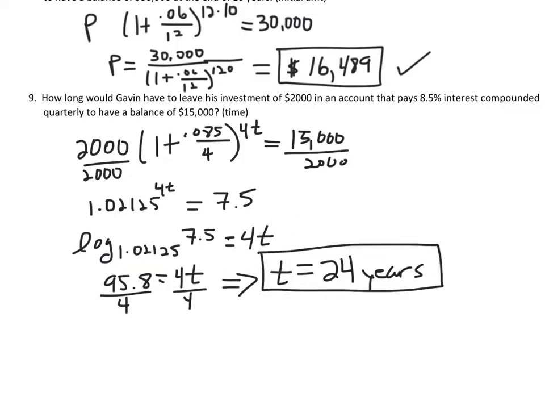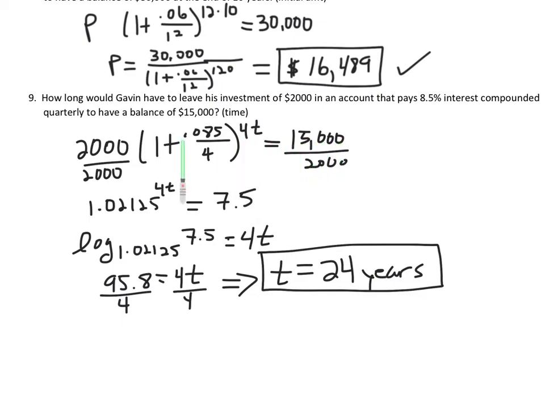All right, for this problem, problem number 9, how long would Gavin have to leave his investment of $2,000 in an account that pays 8.5% interest compounded quarterly to have a balance of $15,000? All right, so we've taken our initial amount, which is $2,000, and we put it into our compounding equation, which is 1 plus the rate. Now you got to change that 8.5 to decimal, 0.085 divided by 4, since this is quarterly. This is compounded quarterly, so divided by 4 to the 4t, and we're solving for t. And we want it to grow to $15,000.